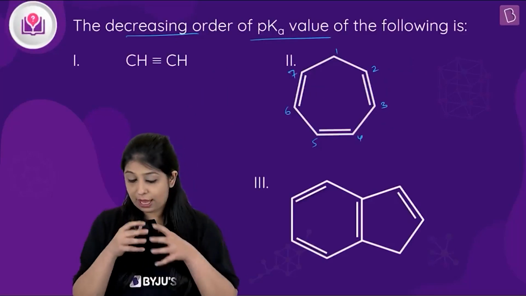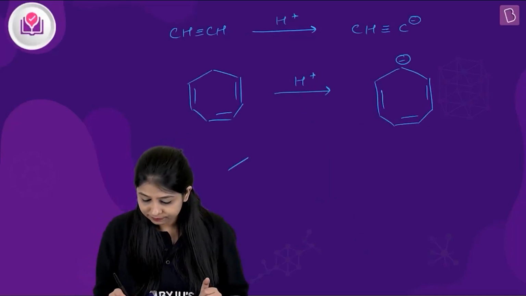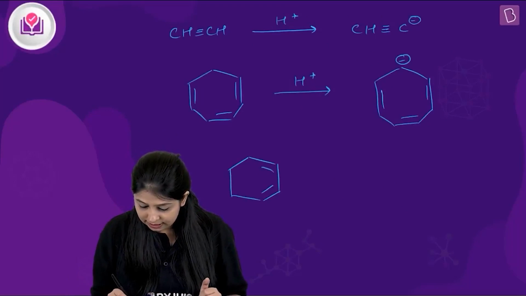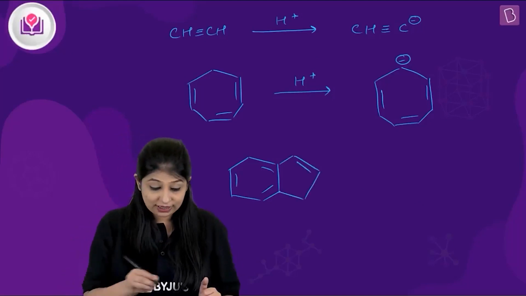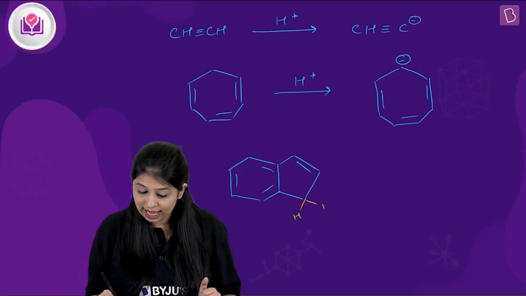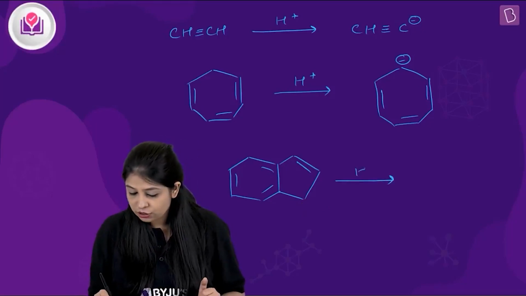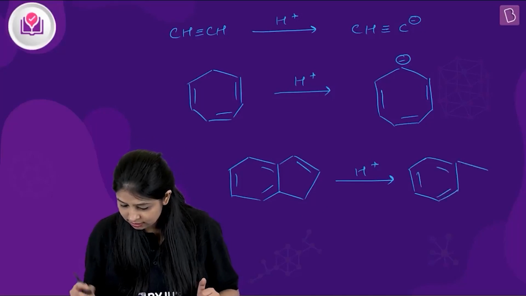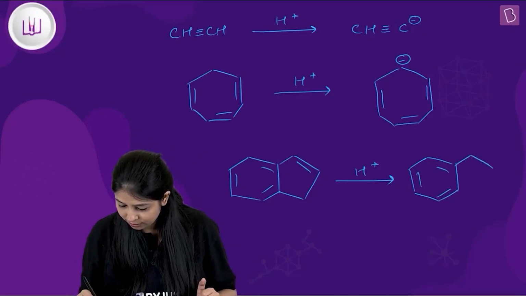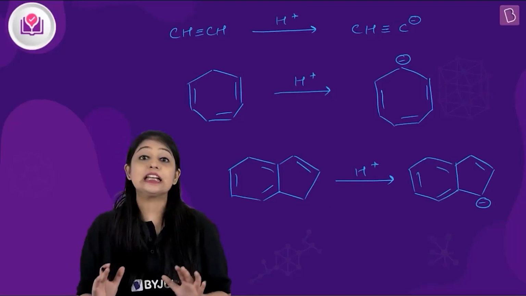Next, what do we have? We have a benzenoid ring and a 5-membered ring attached to it. So we have benzene and a 5-membered ring attached, and we have a double bond here. Even this molecule has two equivalent acidic hydrogens. So we'll remove one of them to get our conjugate base. Here we'll have a 5-membered ring. So these are the conjugate bases of the 3 compounds given to us.